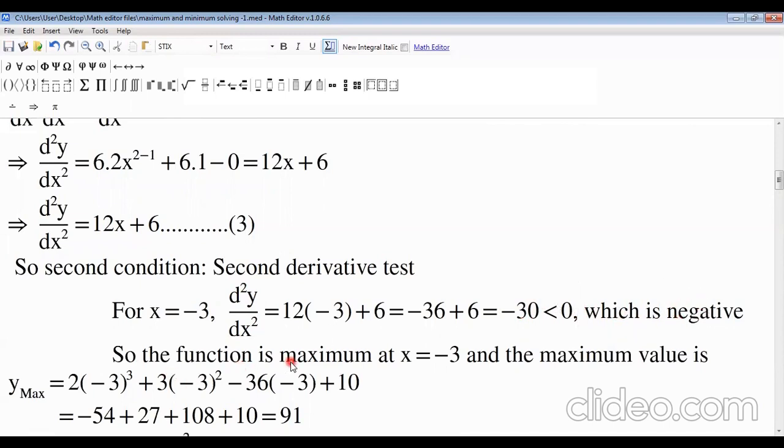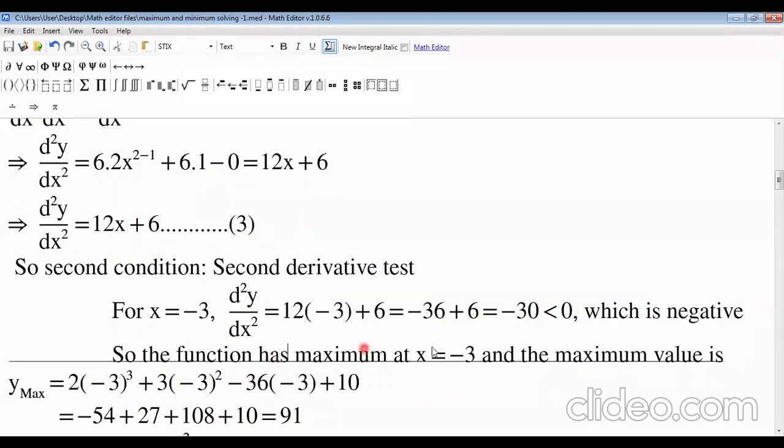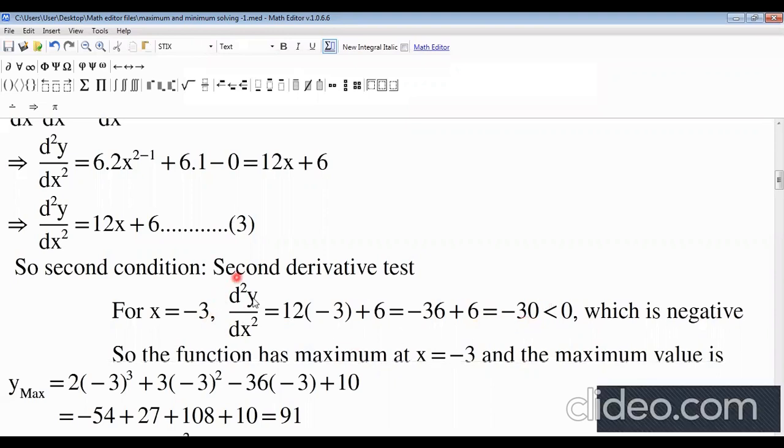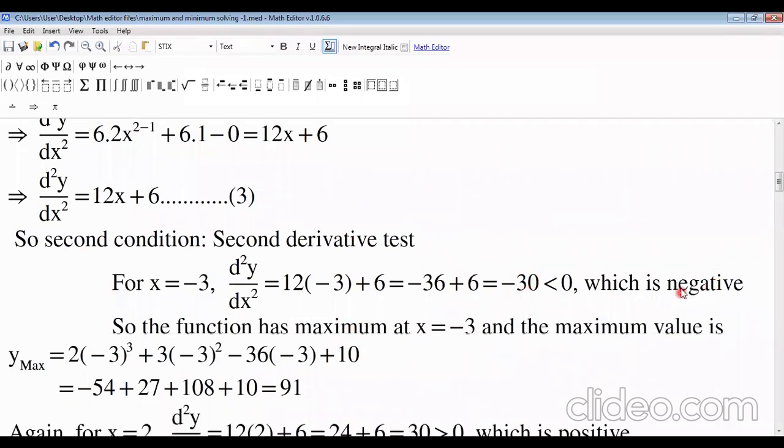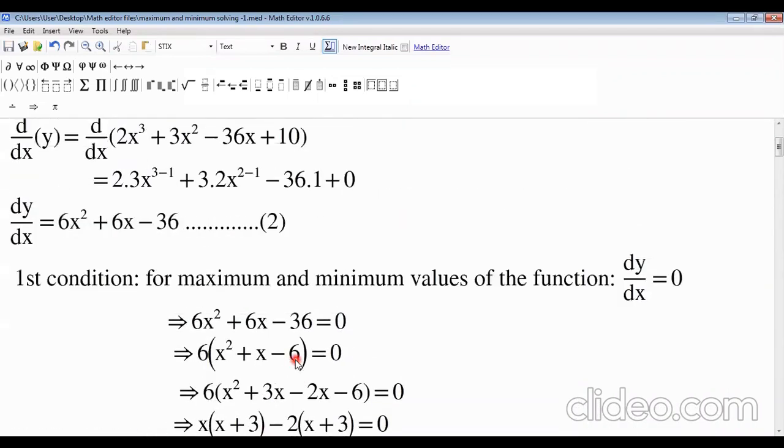So the function has a maximum at x equals minus 3 because of the negative sign. If the second derivative test gives a negative value, then the function has a maximum, and if it gives a positive value, then it has a minimum. Remember it. So this is why the function has a maximum value at x equals minus 3. Now the maximum value comes from the given function, equation number 1.